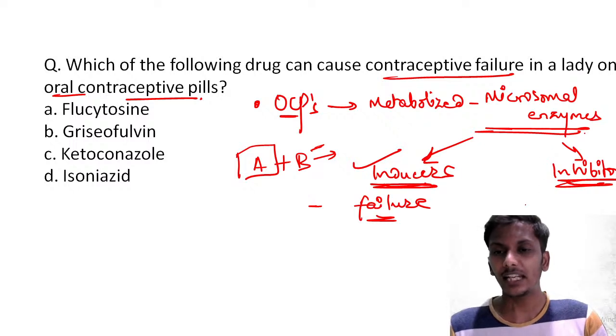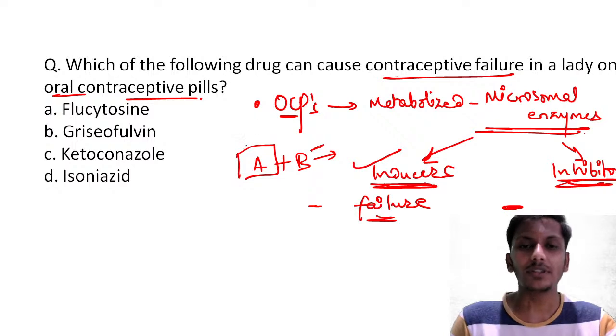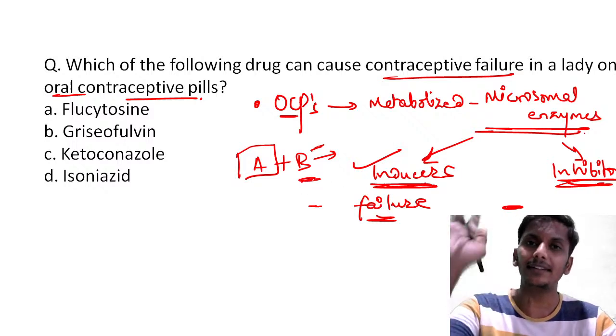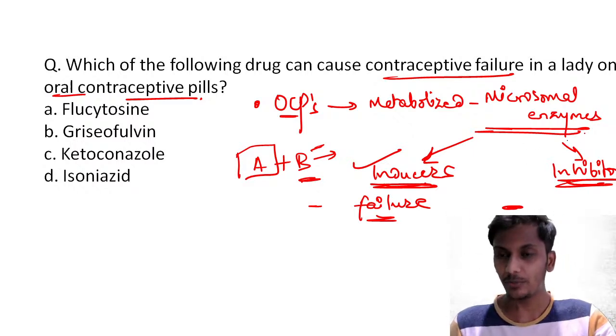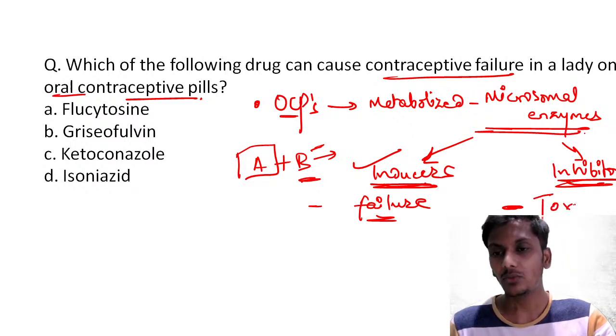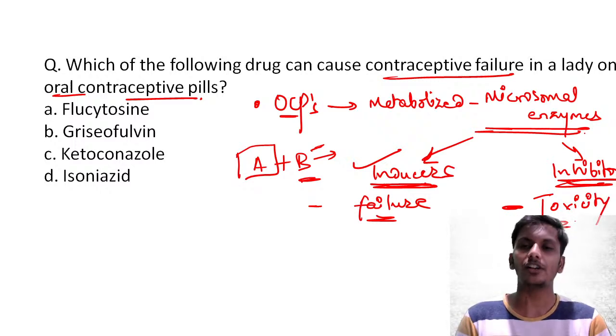But in cases of enzyme inhibitors, suppose drug A is an enzyme inhibitor. It is inhibiting the enzyme. Microsomal enzyme is inhibited. Therefore, drug B would not be metabolized at all. It would keep on accumulating inside the body. And excess accumulation inside the body would cause what? It would cause toxicity. And this concept we have already discussed in general pharmacology.